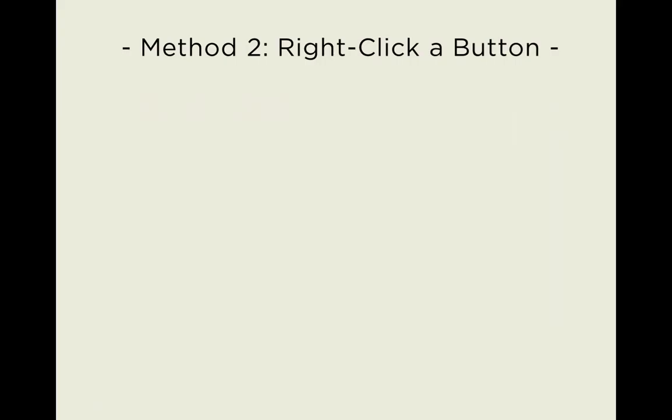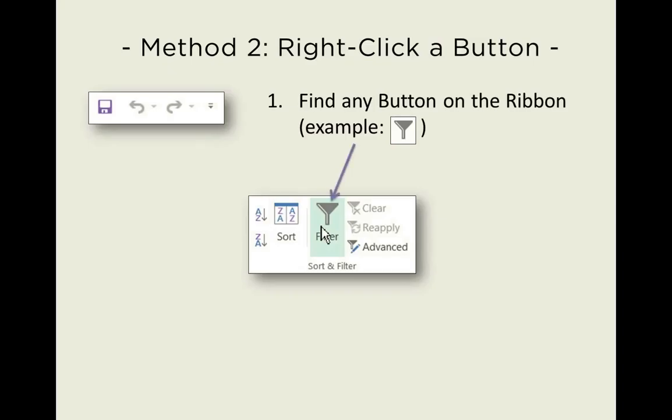Method 2. Expand your capabilities of modifying the Quick Access Toolbar. We will use the right-click of the mouse technique to add buttons from the ribbon. Find a button on the ribbon you want to add. In this example, I will be using the Filter button found on the Data tab.